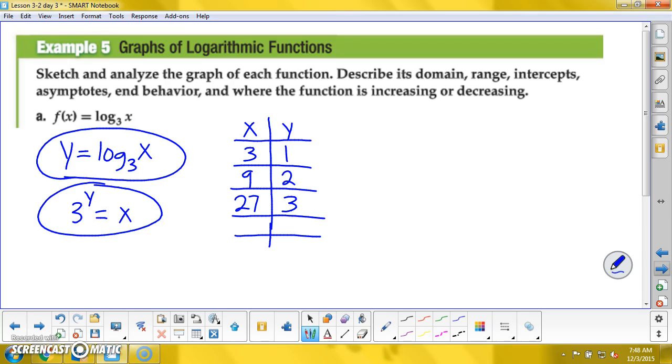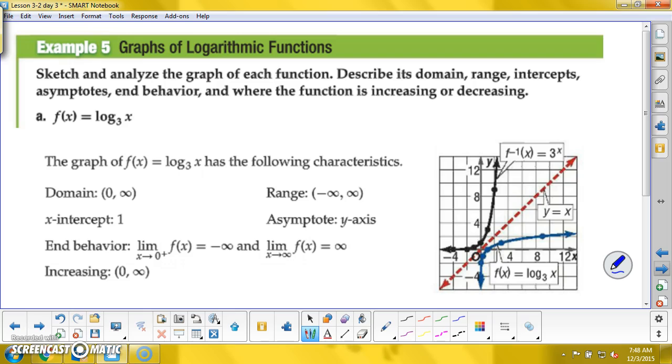Probably should have started with this one. A good one to start with is y equals 0. 3 to the 0 equals 1, so it's going to pass through those coordinate points. So from that xy table, we can produce this graph right here.